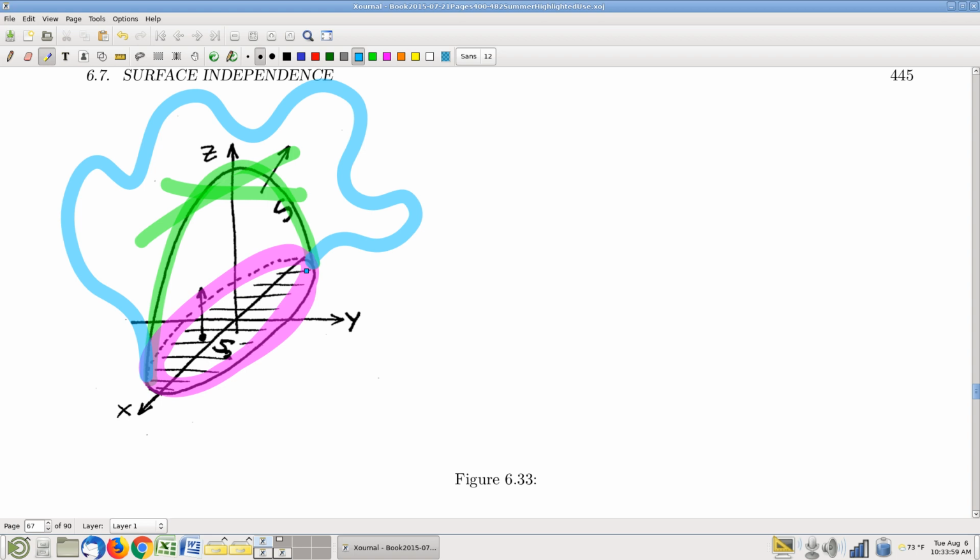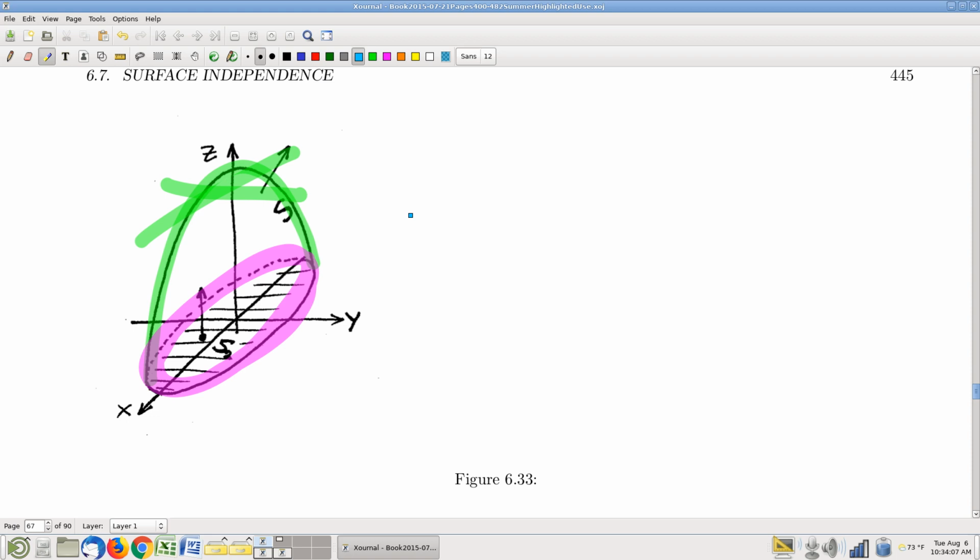Pick any surface that I like. I could pick that surface if I wanted to. Now, again, that would make my life harder, not easier. Let's think lazy. What surface can we think of that is the easiest surface at all that has this as its boundary curve? And I suggest we pick the flat one. Nice flat surface there in the XY plane. That's got the same boundary curve as the original green surface. We good? Everybody happy?